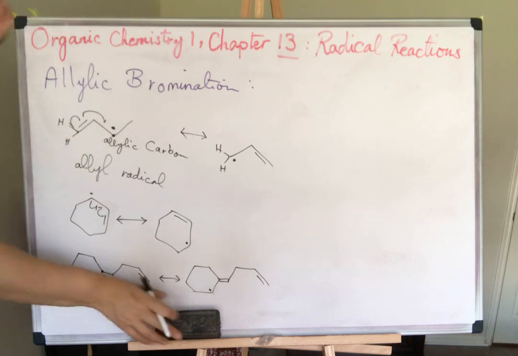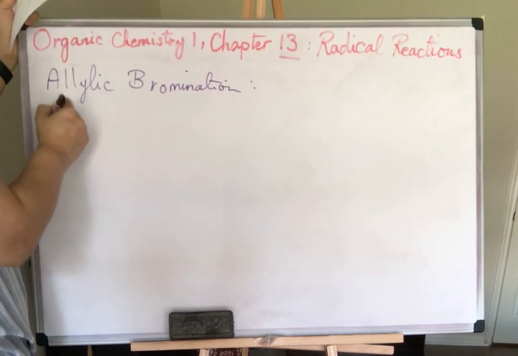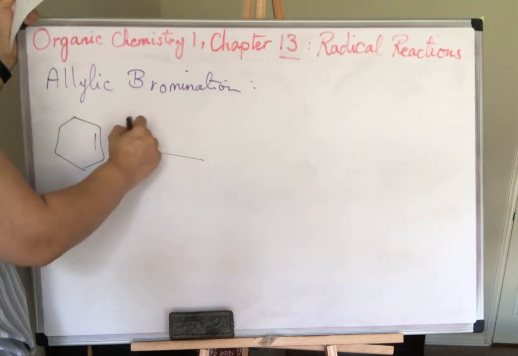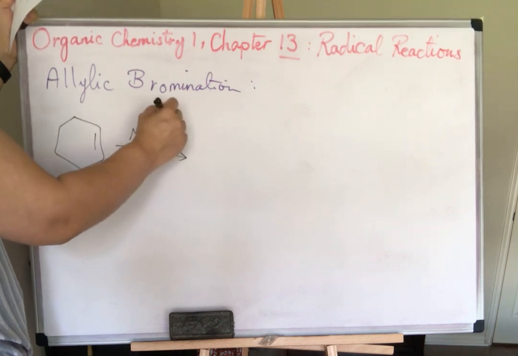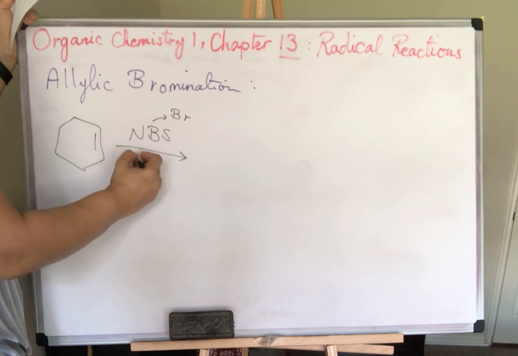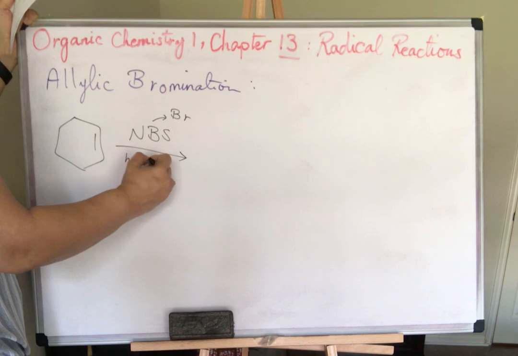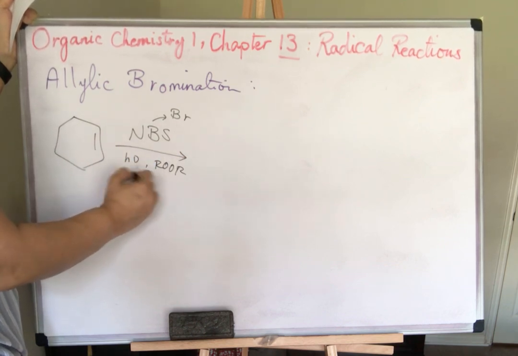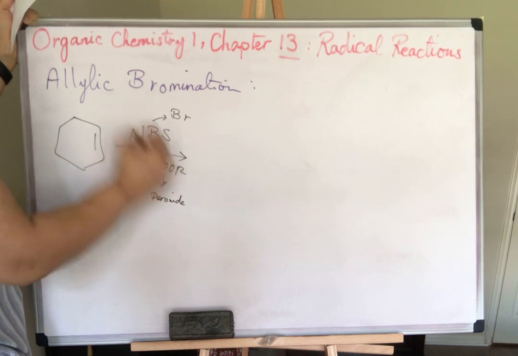And a good source of bromine to do the allylic bromination is, do you remember NBS? We had it in alkenes also, N-bromosuccinimide. We said B stands for bromine, is a good source of bromine. In the presence of UV light or peroxide, UV or peroxide, we have to have some extreme conditions.